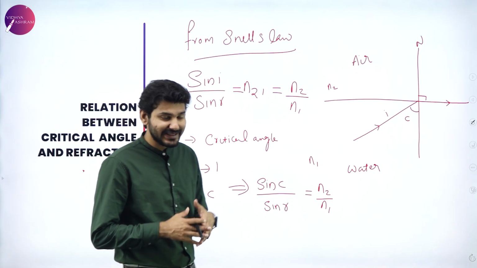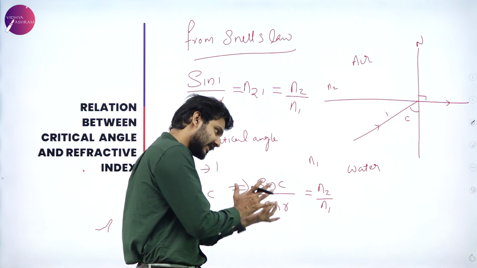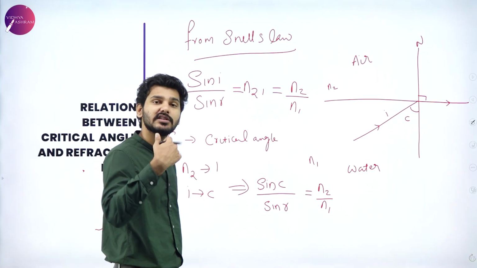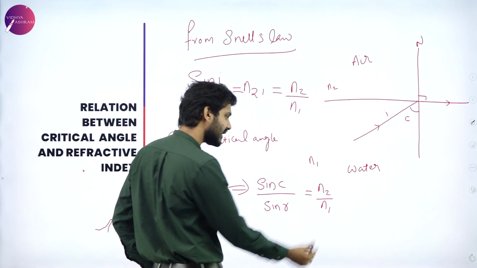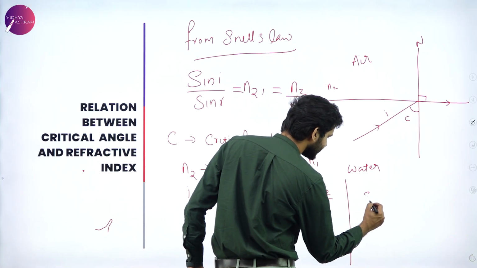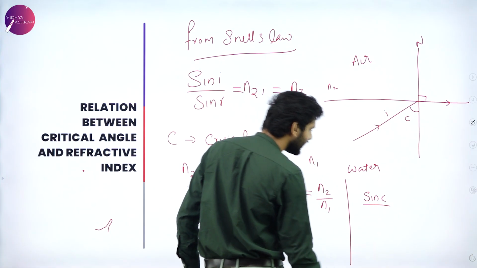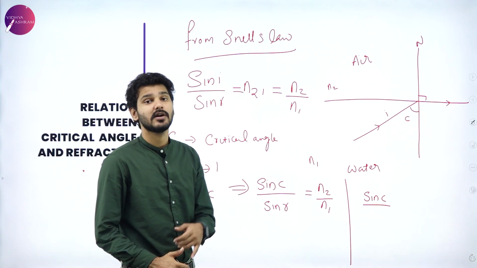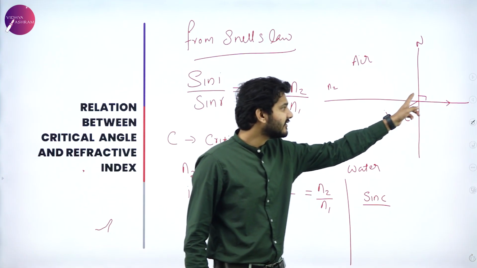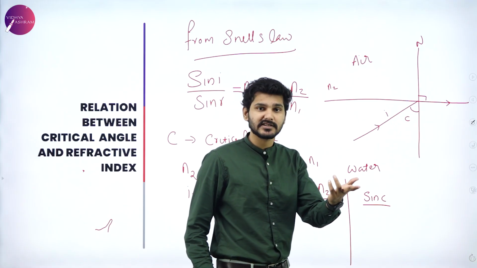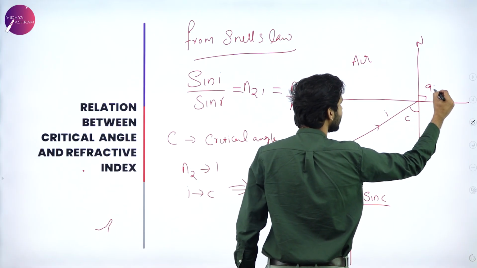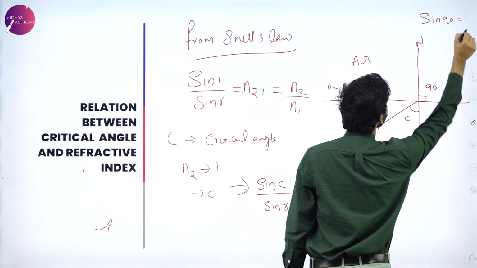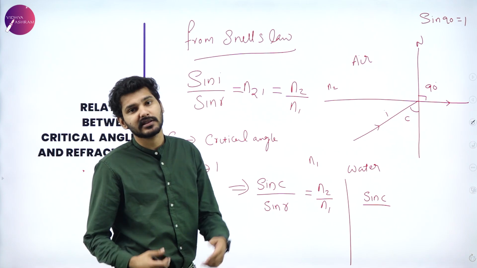Now we are going to provide the values designated for each of these. For example, sine C, we don't know what sine C is. It depends on the material medium. So I'm just taking it as sine C, that is, sine of the critical angle divided by sine of the refracted angle. Here, the refracted angle is nothing but 90 degrees, which means sine 90 is equal to 1. Right, sine 90 is nothing but 1.